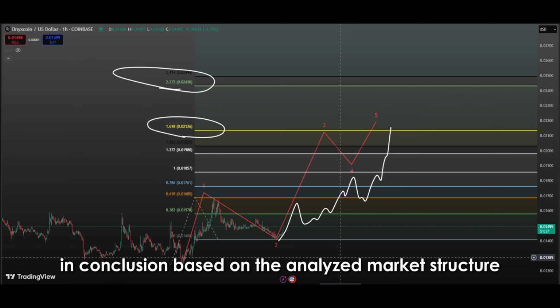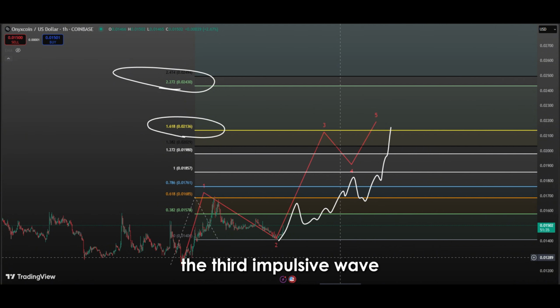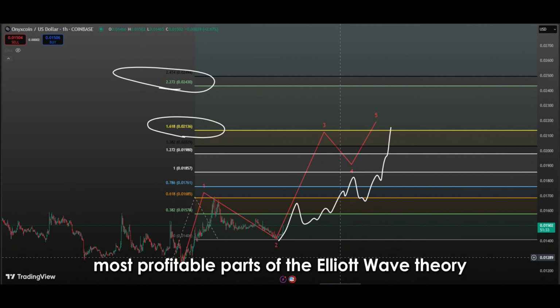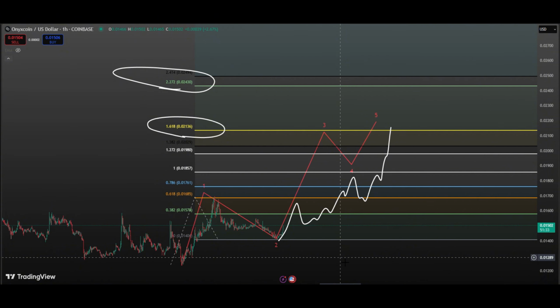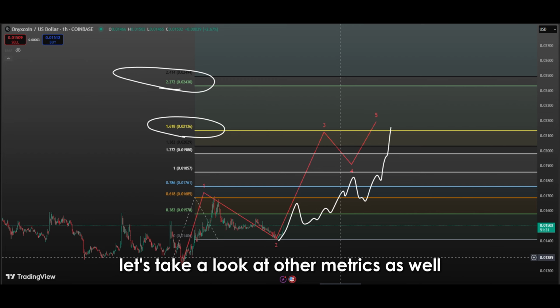In conclusion, based on the analyzed market structure, the second corrective wave has been completed, and the market has now entered the third impulsive wave. This phase is one of the strongest, most directional, and potentially most profitable parts of the Elliott wave theory for investors. But we can't rely on Elliott wave analysis alone. Let's take a look at other metrics as well.